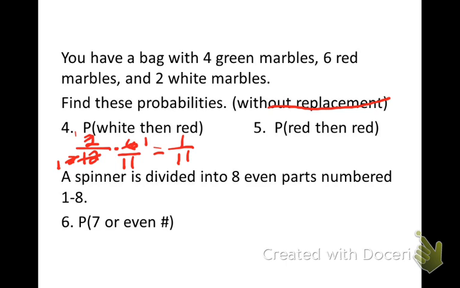So what's the probability of drawing a red, then red? And again, we're doing without replacement. The probability of drawing a red the first time is 6/12. We drew a red, we set it over here to the side. So now what's the probability of drawing red? Well, we've already drawn a red, so there are really only 5 reds and 11 total marbles. Again, we can cancel this direction, and we're going to get 5/22.